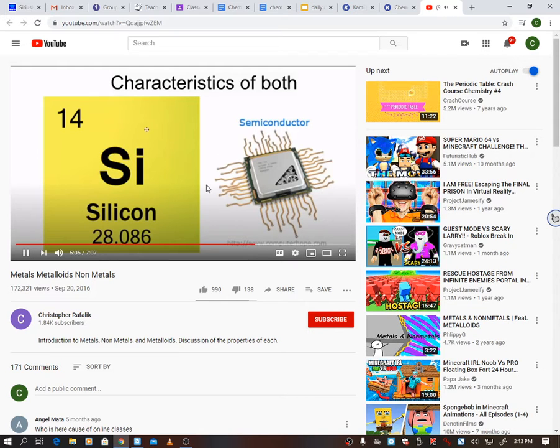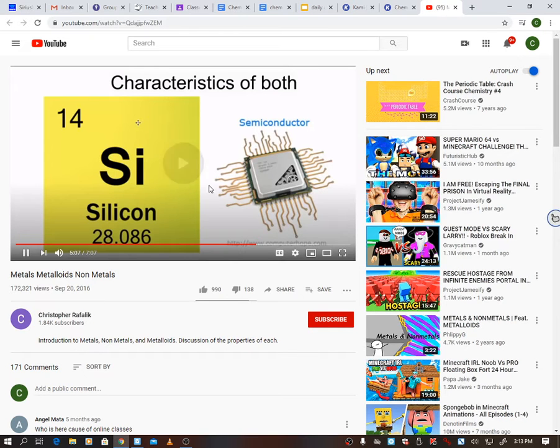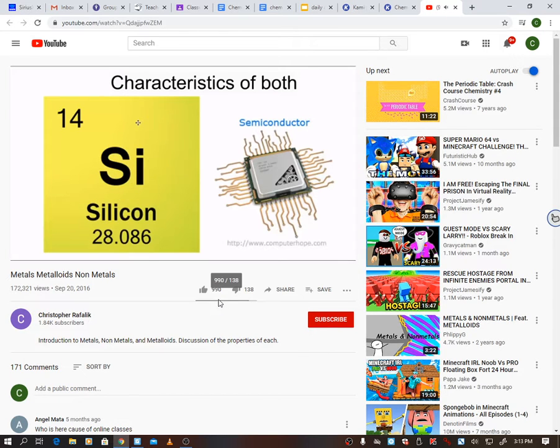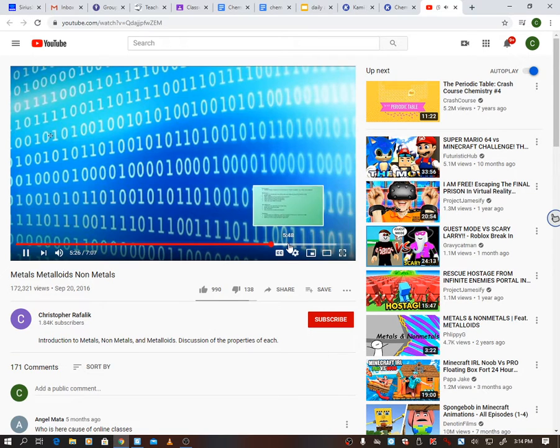Now metalloids are going to share the properties of both metals and nonmetals. Silicon is a perfect example of this. It's something called a semiconductor. So right here, I'm going to put semiconductor. The very fact that you're hearing my voice and watching this video right now is because of silicon. Silicon is a semiconductor, which means that it is both a conductor of electricity and not a conductor of electricity. We can control that, and because we can control that, we can send information.